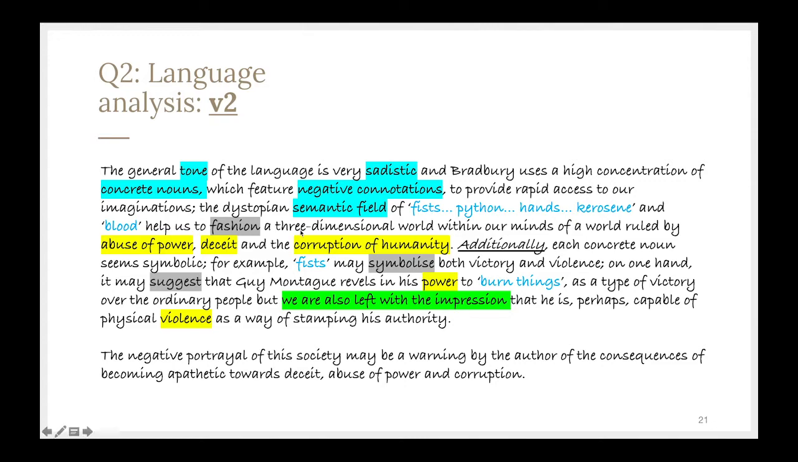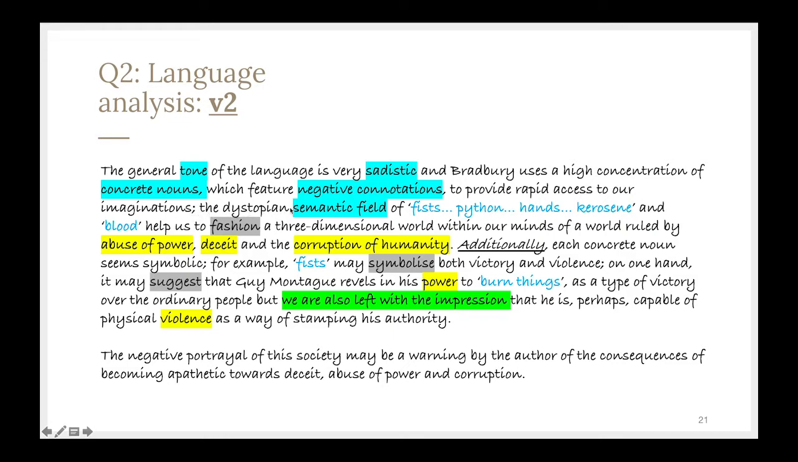So you can see as well, when we looked at the effects of concrete nouns, for example, provide rapid access to our imaginations, I've included those in here, but I've made sure that this explanation is relevant to the story. I don't want to make any irresponsible interpretations by just putting stuff in that doesn't make sense in the context of the story. And I've signified the explanation with this semicolon here. So that's what you can do.